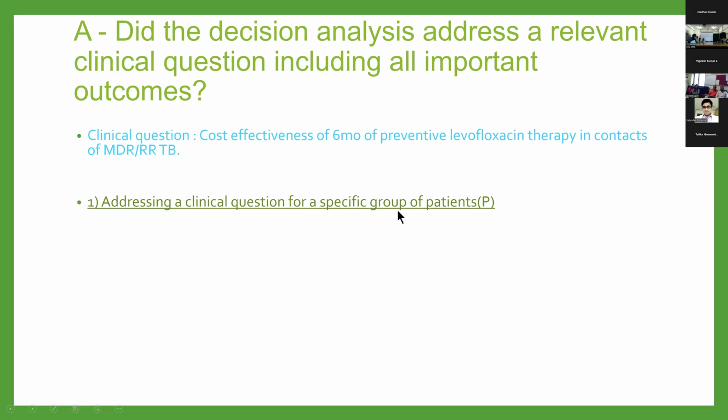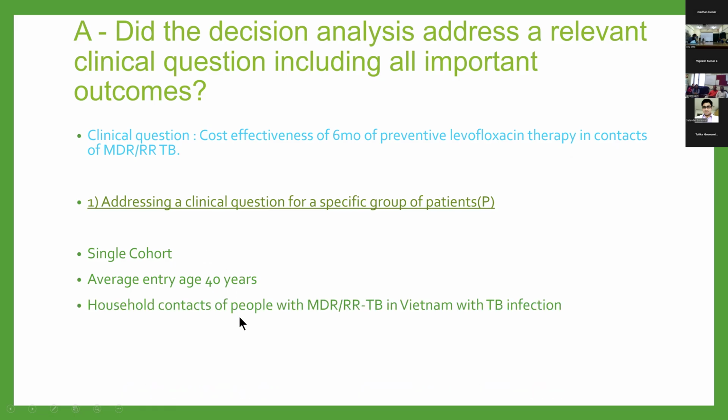Did they have a specific group of patients? In this study, they have taken a single cohort. The entry age was 40 years. The cohort were household contacts of people with MDR or rifampicin resistance TB in Vietnam with TB infection. We know Vietnam is a high endemic area. They have included HIV, low BMI, diabetes, and CKD, which we are more interested in. So they had a specific group of patients.